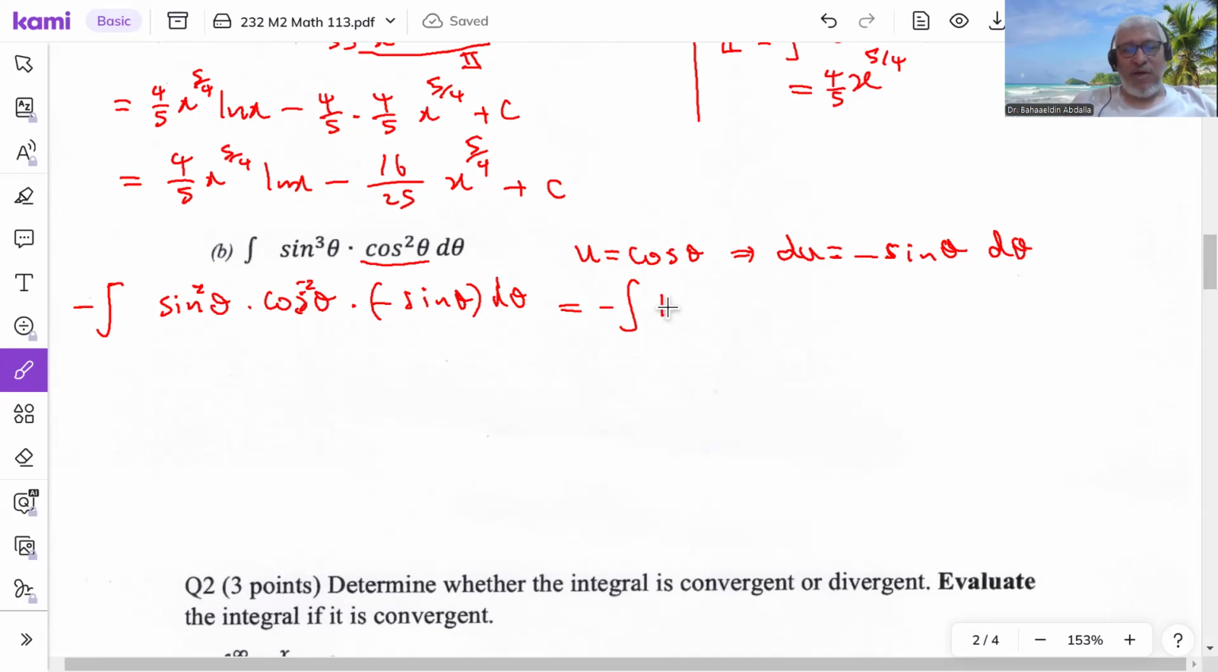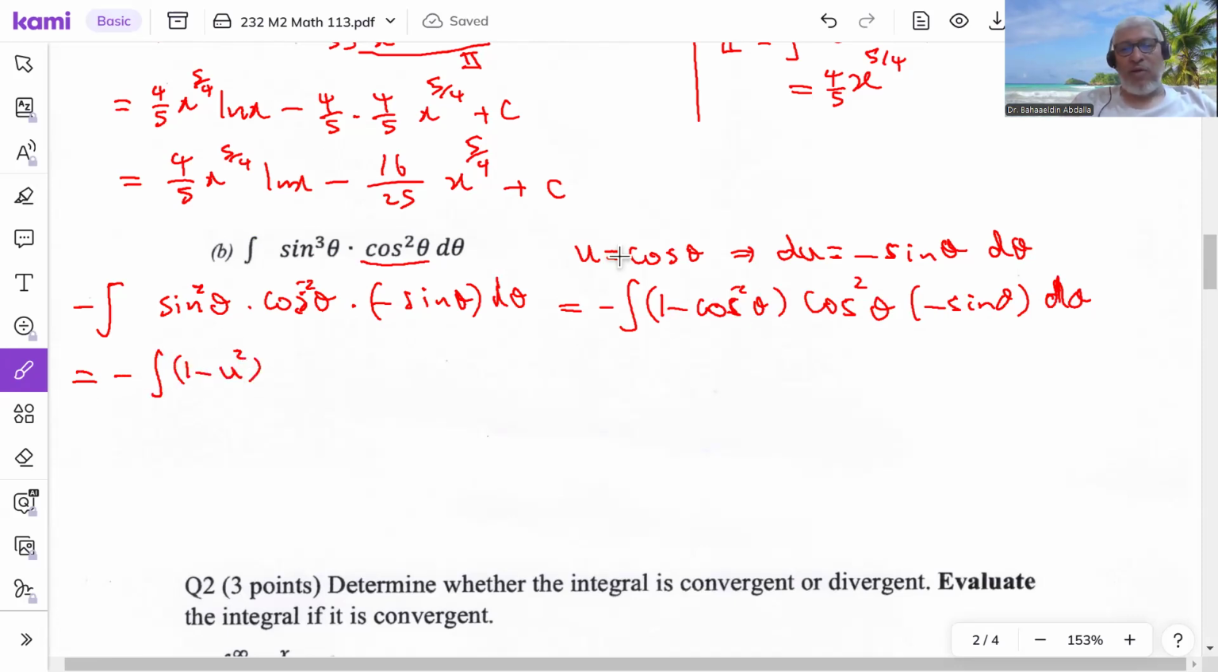So sine square is in fact 1 minus cosine square theta. So I rewrote the integral in this form, and this form is ready to be changed from theta to u. So this one, 1 minus cosine square would be 1 minus u square, because u is cosine theta, and cosine square is u square, and this is product. And negative sine theta d theta is just du.